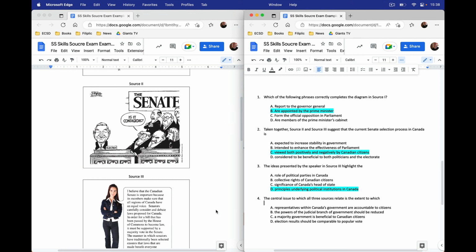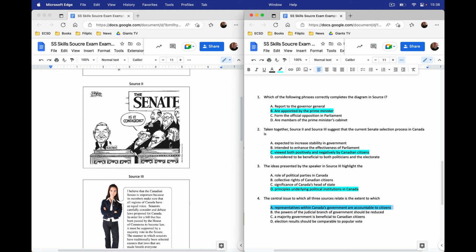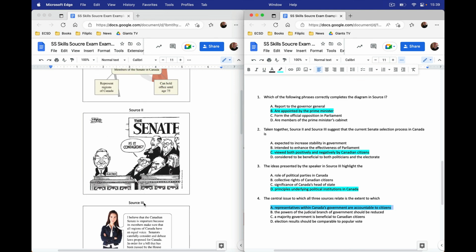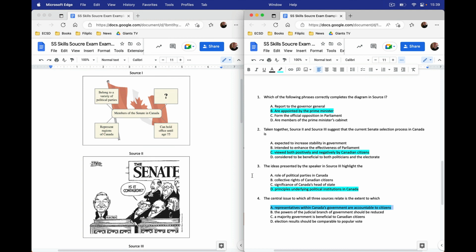Again, nothing in these sources is talking about election results or popular vote, but they all are talking about the representatives within Canada's government being accountable to their citizens. And we see this because we've got elected people here. Who elects people? It would be the electorate or the constituencies in Canada. This talks about the importance of its members in Canada. And then we have the appointing of the senators here by the Prime Minister. So representatives within Canada's government are accountable to the citizens.